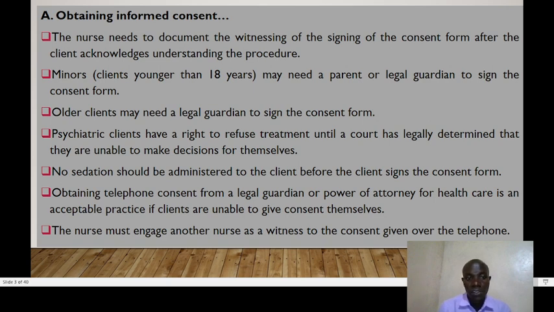Psychiatric clients have a right to refuse treatment until a court has legally determined that they are unable to make decisions for themselves. Remember that no sedation should be administered to a client before they sign the consent. They sign the consent before the sedation. Obtaining a telephone consent from a legal guardian or the power of attorney for healthcare is acceptable practice if the client is unable to give consent themselves. The nurse must engage another nurse as a witness to the consent given over the phone.